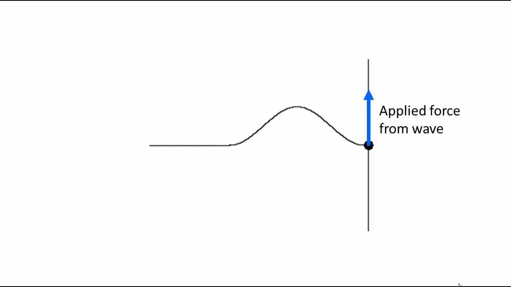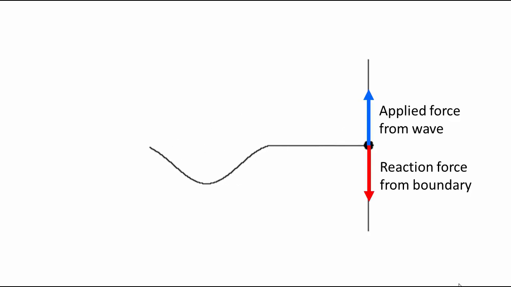This can be explained as follows. When the pulse reaches the fixed point, the internal restoring force in the string produces an upward force on the support point. In accordance with Newton's third law, the support must then exert an equal and opposite reaction force on the string that is directed downwards. This downward force produces the reflected pulse that is inverted upon reflection.